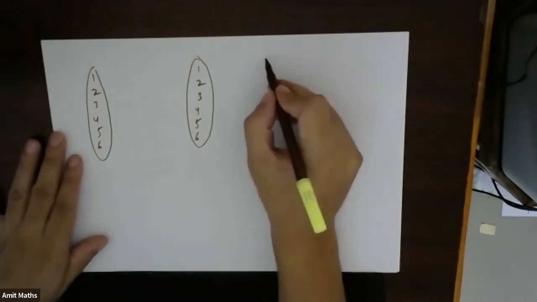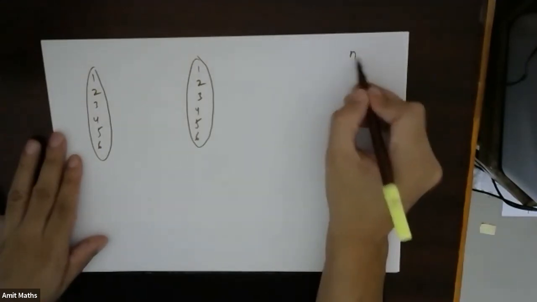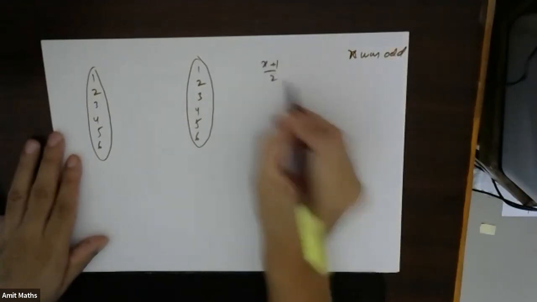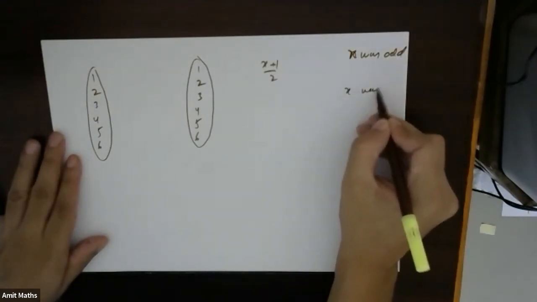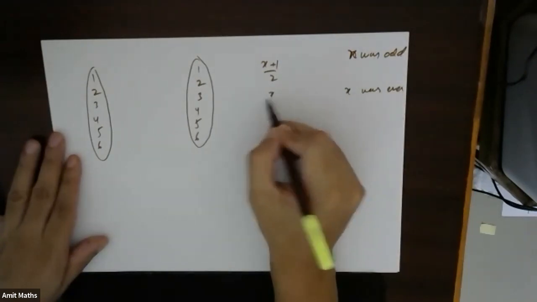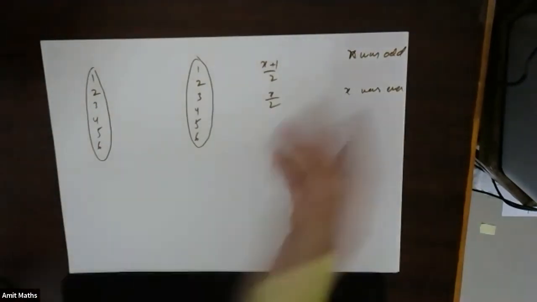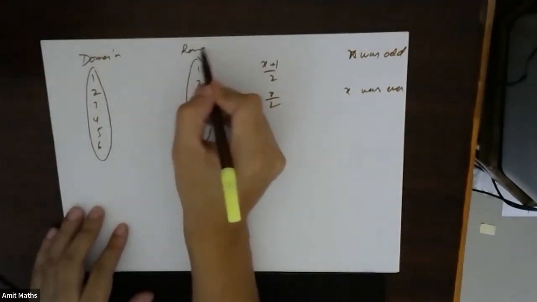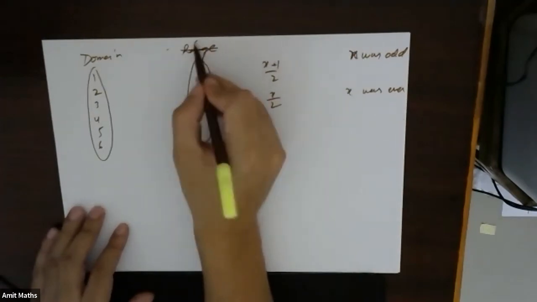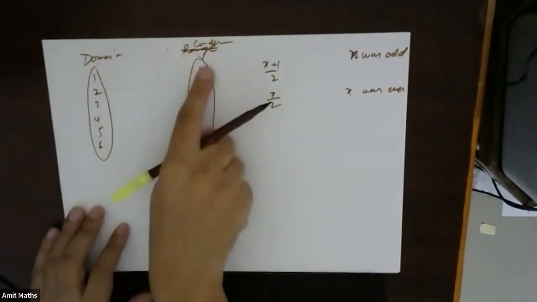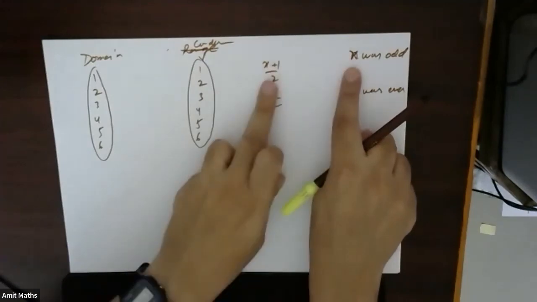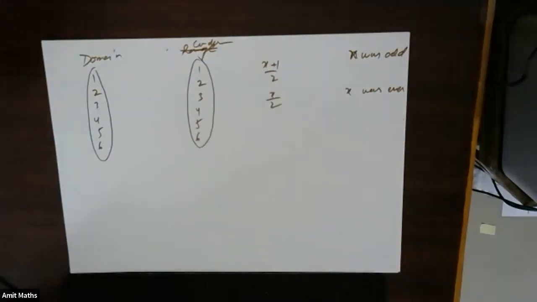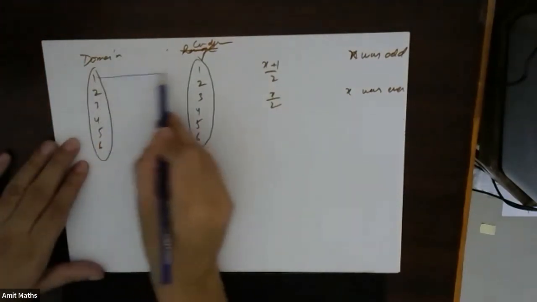Now see, when x was odd, I had x plus 1 by 2, and when x was even, I had x by 2. Here n or x is just a name. So this is the domain, and this is the codomain. Take x equals 1. What will you get? 1 plus 1 by 2, you will get 1. So 1 is mapped to 1.